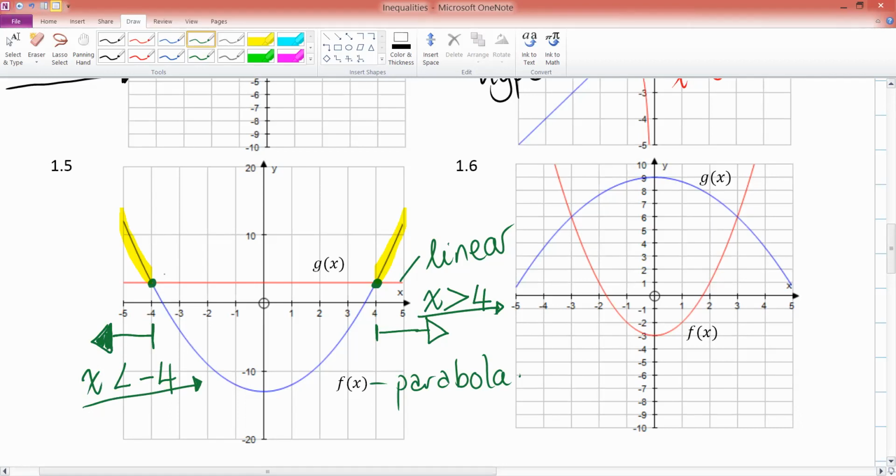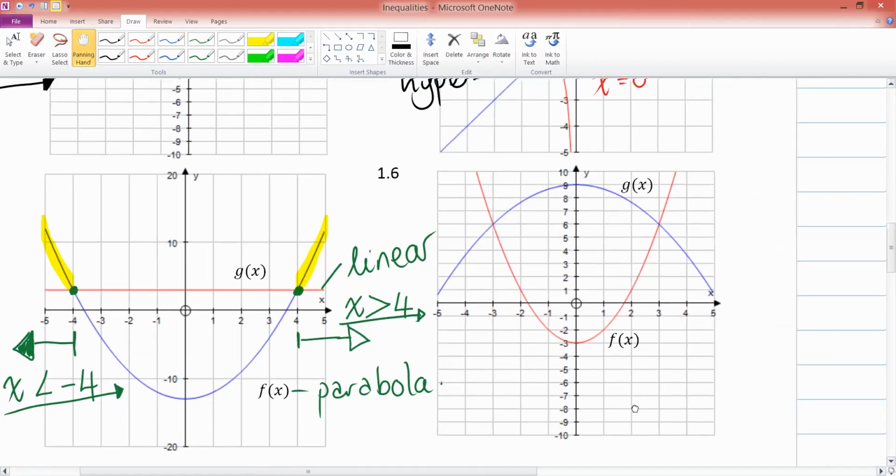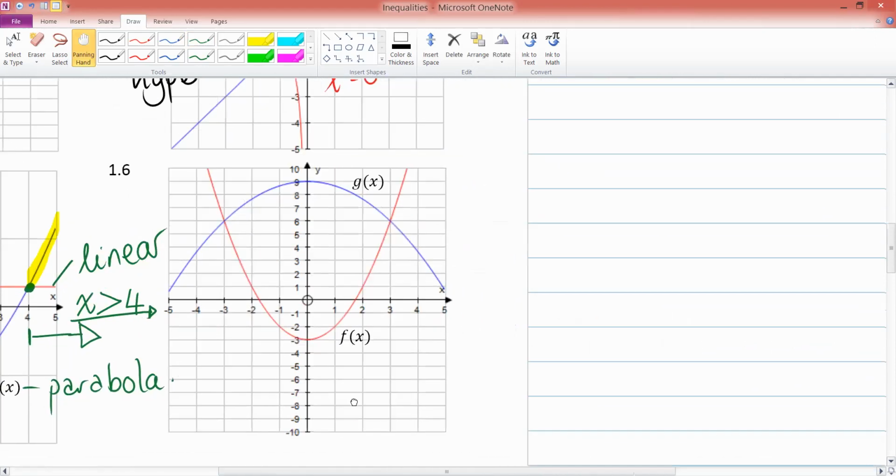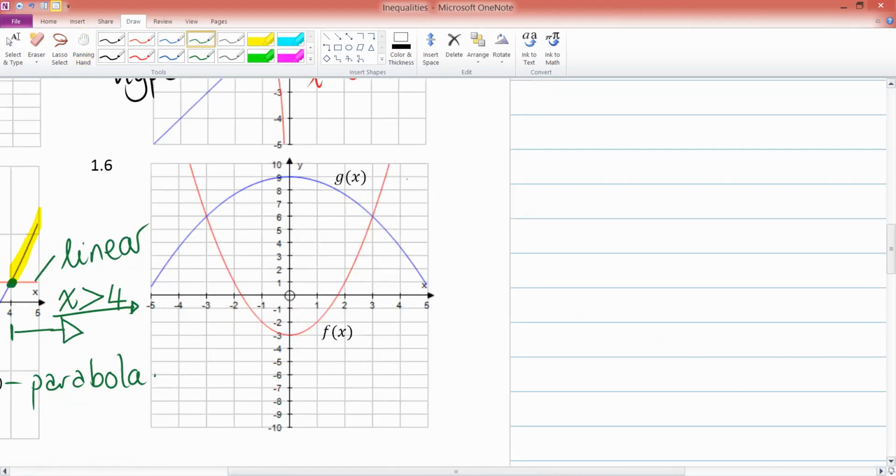Okay, then let's look at 1.6. For 1.6 now, we also have two parabolas.